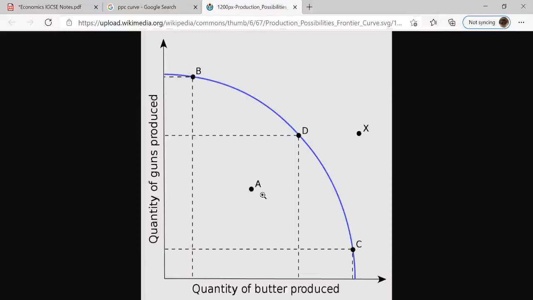A is inefficient, right? Why? Because you had the resources to produce more. Any point within this boundary is inefficient, that means you are not using the resources effectively. At A you are producing less butter and guns, but you had the resources to produce more if you produced at B, D, or C. And X is impossible or unattainable because you don't have enough resources to produce such a huge amount.